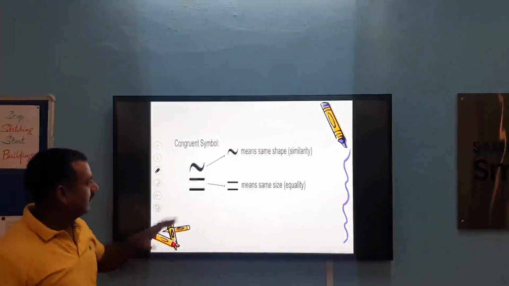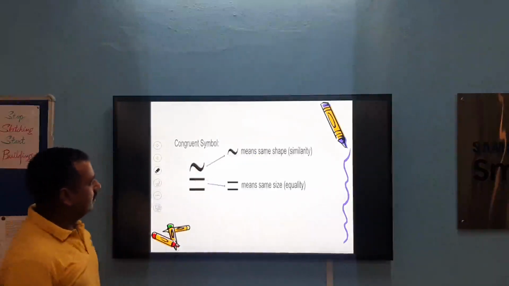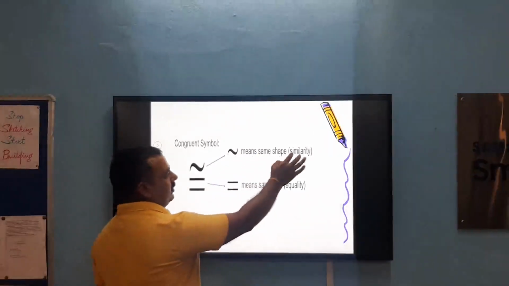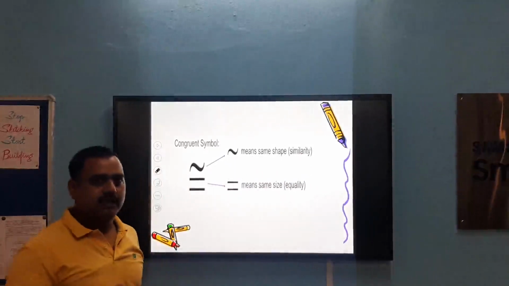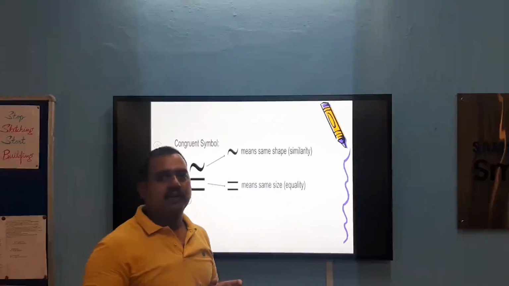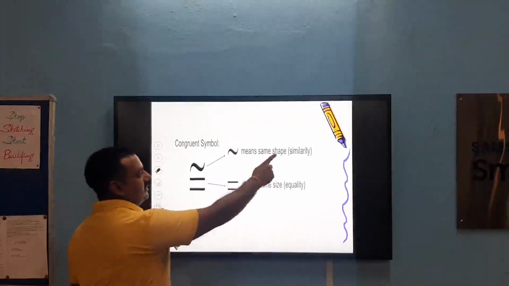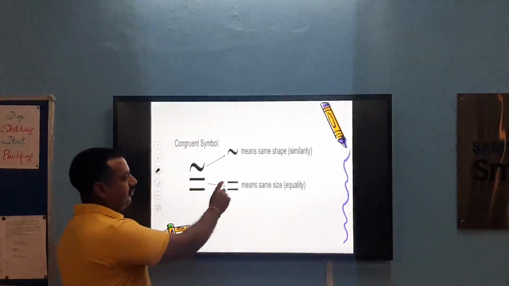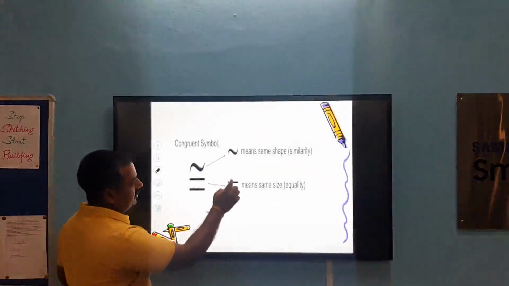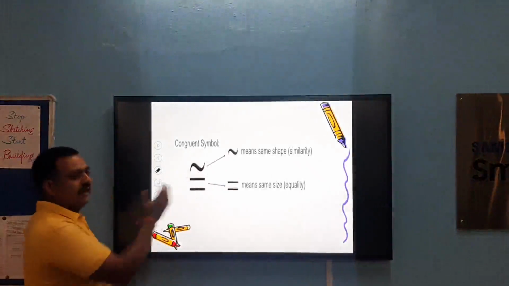Now, the symbol of congruency is this. In this symbol, the upper part means the same shape. This resembles similarity. Similarity means having the same shape, just like equilateral triangles are similar to each other. So this part represents similarity, meaning same shape, and the symbol of equality means same size. The combination of these two symbols is the symbol of congruency.